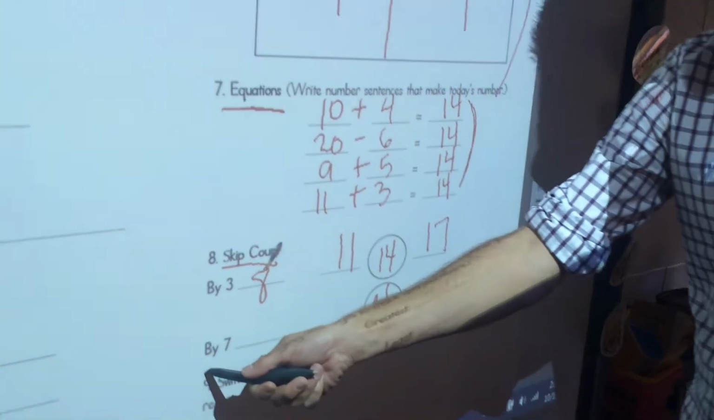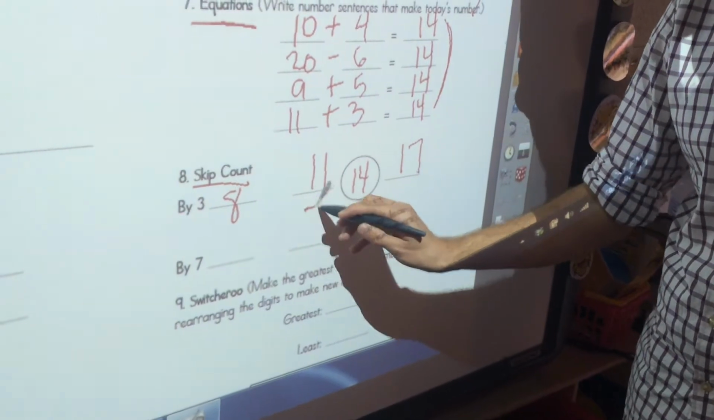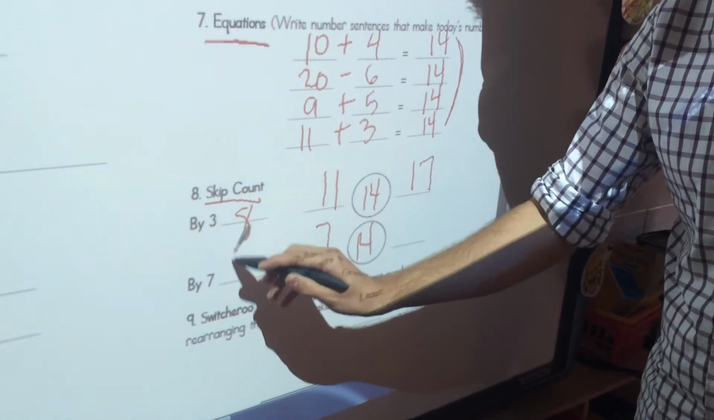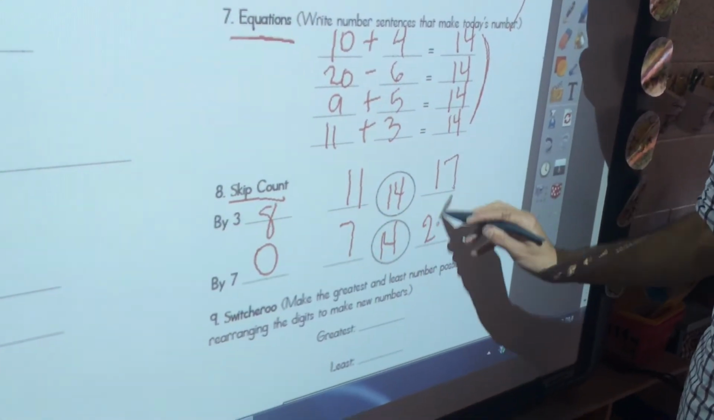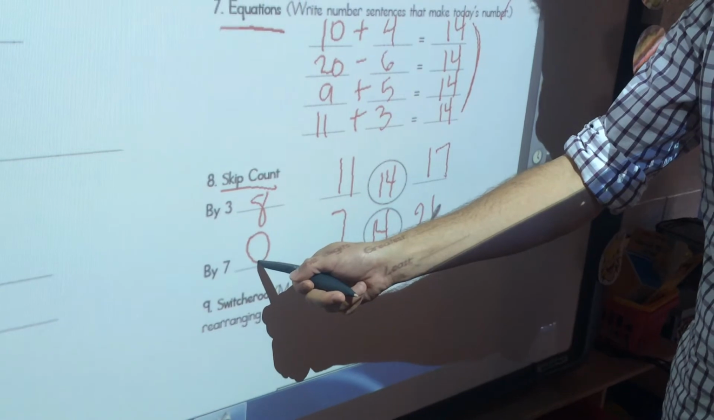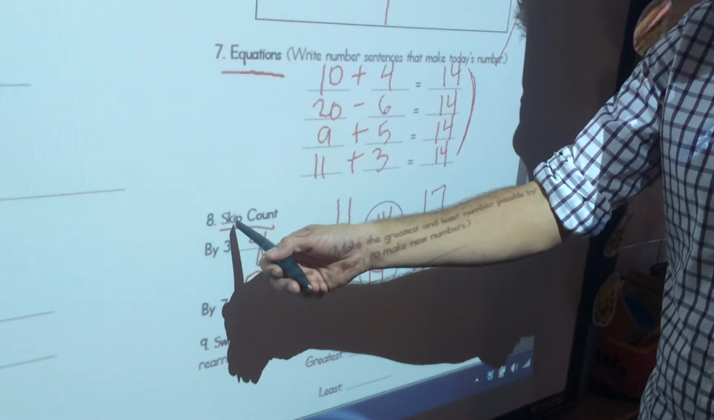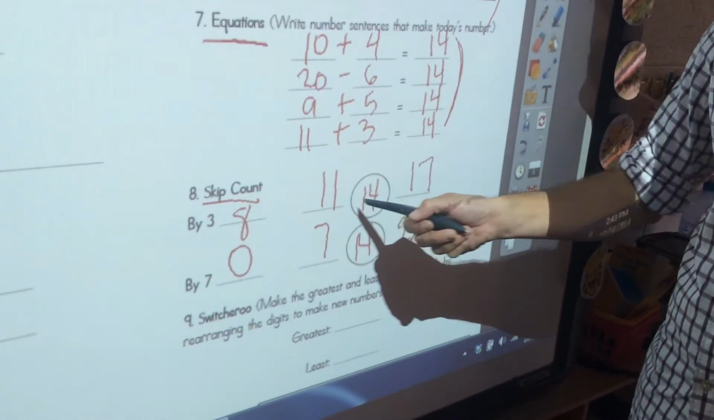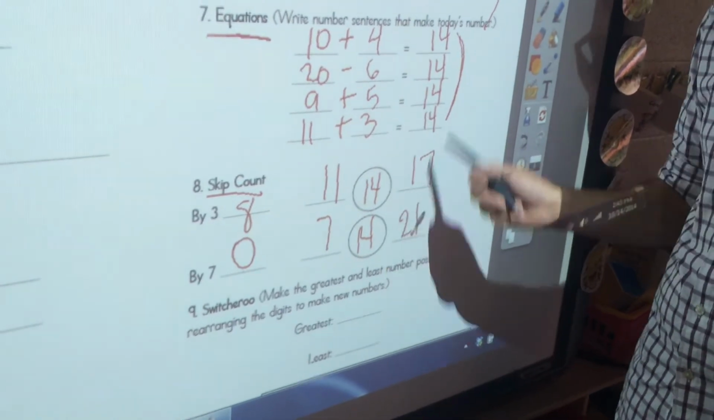This time we're going to skip count by 7s. 14 minus 7 is 7. 7 minus 7 is 0. 14 plus 7 is 21. So we've made a pattern, skip counting by 7: 0, 7, 14, 21. We made a skip counting pattern, counting by 3s: 8, 11, 14, 17.